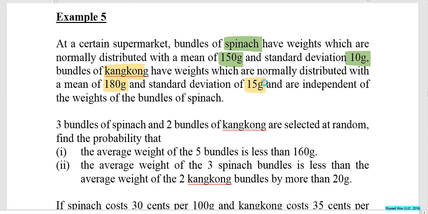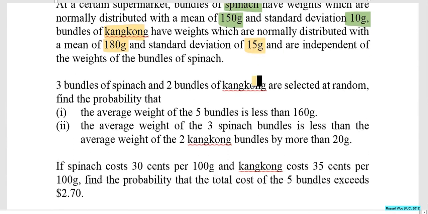Now, you are supposed to find the average. Have attention, please. A bit too much talking. You want to find the probability that the average weight of 5 bundles is less than 160. But before that, let us try and define this one first.